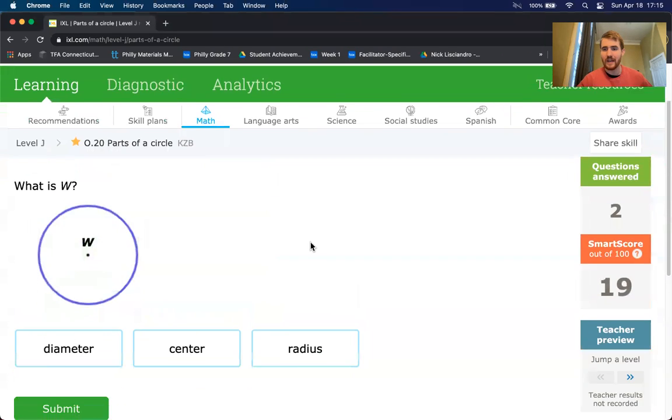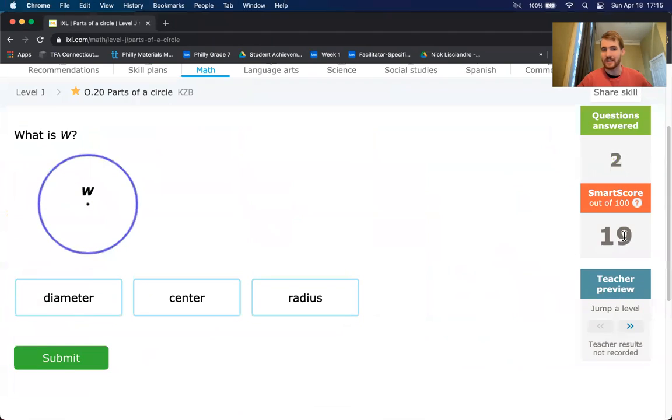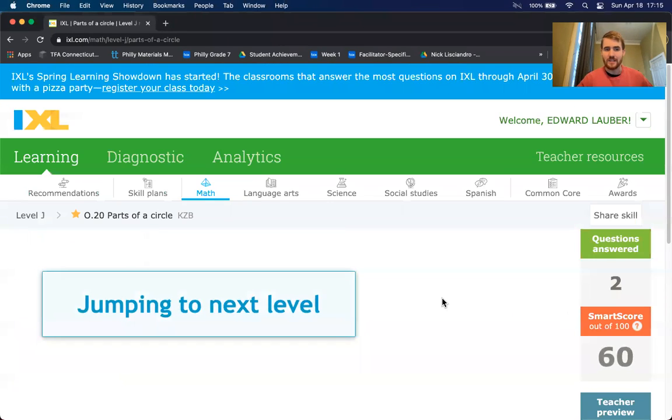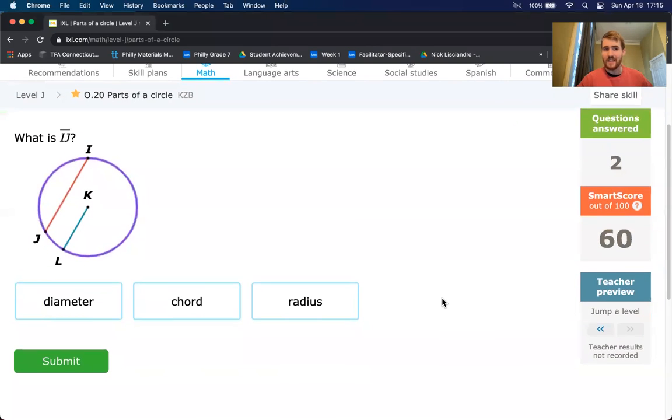You're going to keep going until you get a score of at least 80. You can see each time you get a question right, you go up a level. Eventually, you're going to get to some more difficult problems. These problems, don't let them confuse you. The challenge is they have different parts of the circle drawn in, and you have to read the question carefully.